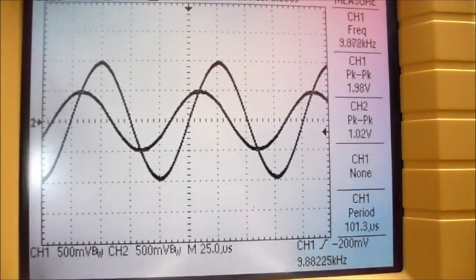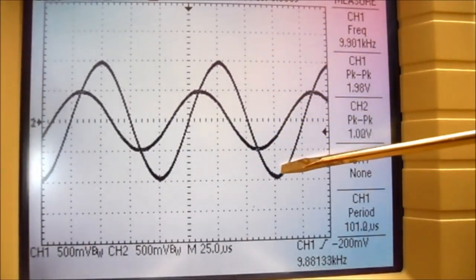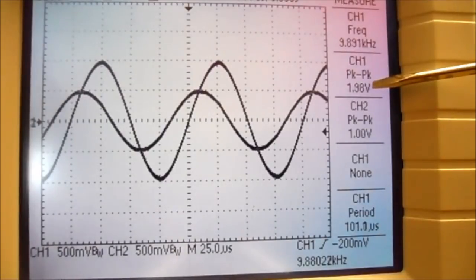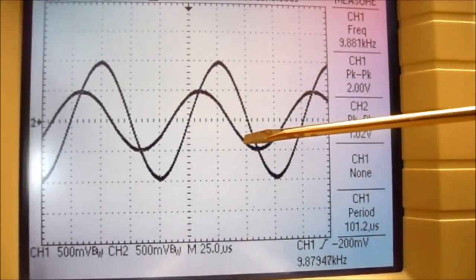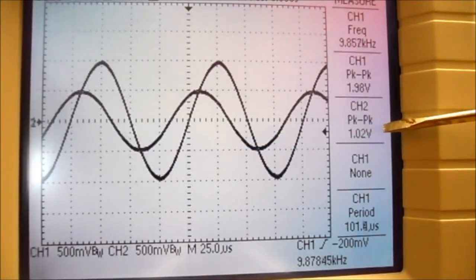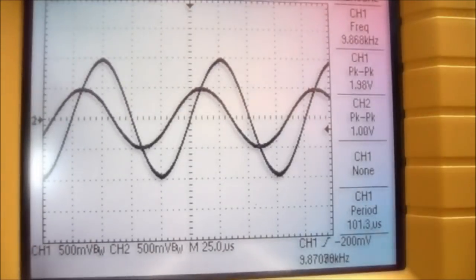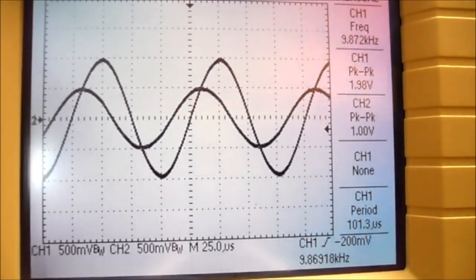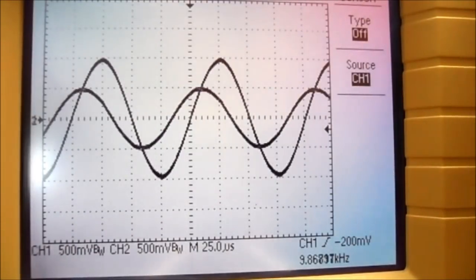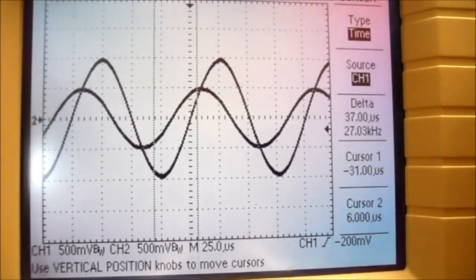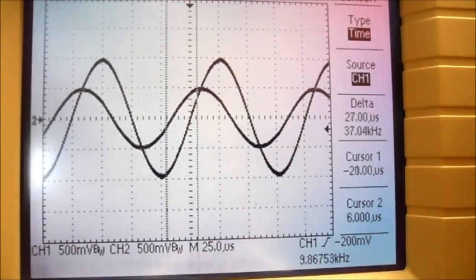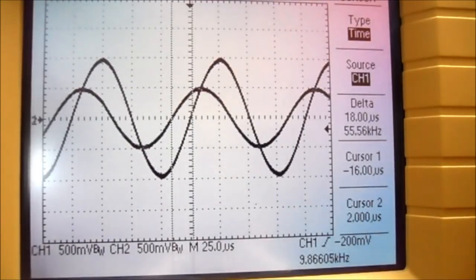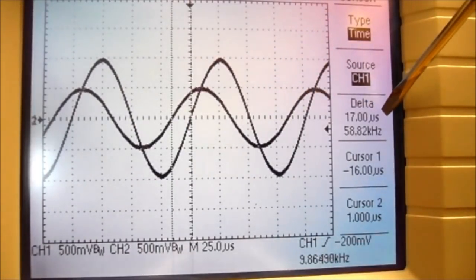You can see on the oscilloscope screen, this is my input voltage, and it's approximately 2 volts peak to peak. This second waveform is the voltage across the inductor, and it's being measured as 1.02 volts peak to peak. To find my phase angle between the two waveforms, I'm going to turn on my cursors, and I want them to be type time. My first cursor is going to go to the first zero crossing. My second cursor is going to go to the input waveform zero crossing. And you can see my delta is approximately 17 microseconds.